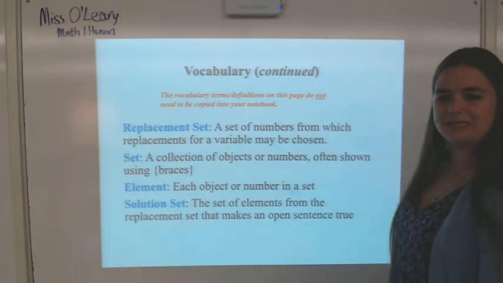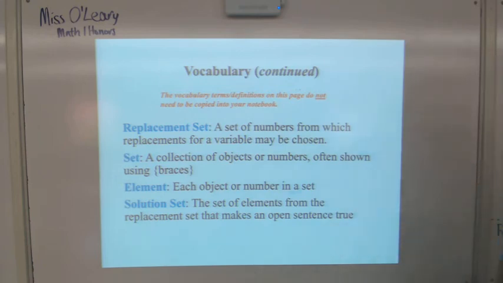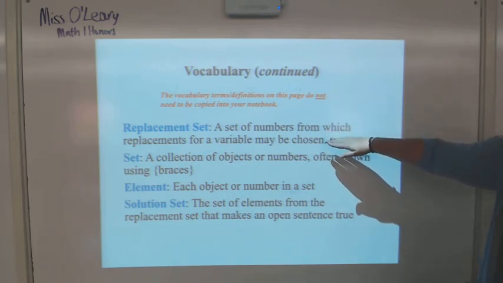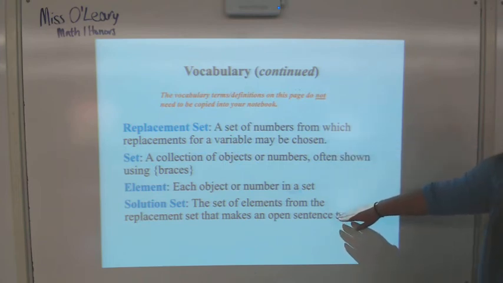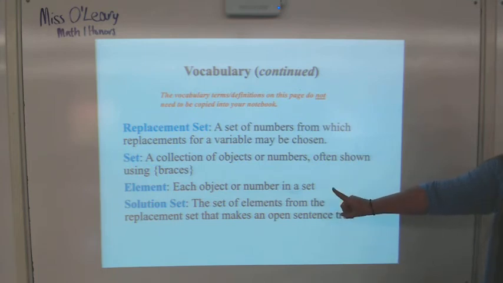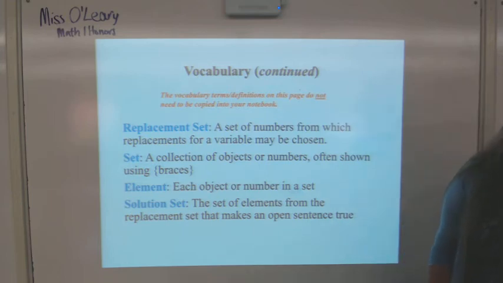We talked about braces in one of the other videos. Basically, they look like wiggly parentheses. An element is each object or number in the set, and a solution set is the set of elements from the replacement set that makes an open sentence true. So if I have a replacement set, I have a whole bunch of numbers that I can try to plug in for my variable. If any of those numbers make the statement true, they are part of the solution set. Solution sets can be one element big, where there's only one possible solution, or they can be true for all real numbers, or some combination.